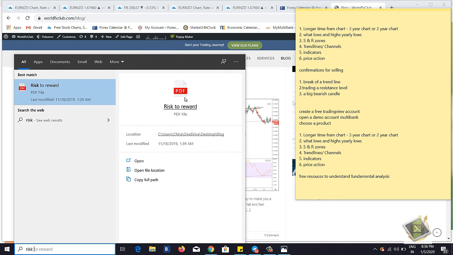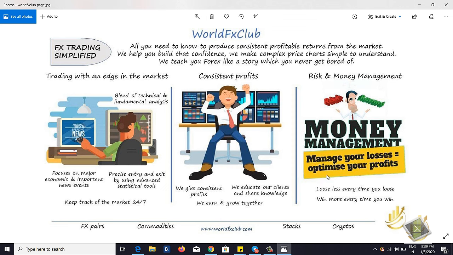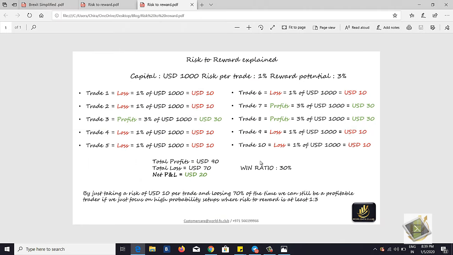This is a very important concept: risk and money management, and how we do it. Try to look at this slide and understand what it is. Let's suppose you did a first trade and you lost 10 bucks. You have a $1,000 capital and you want to risk 1% per trade, so that means you risk $10 per trade. If your loss exceeds $10, you are okay to take that loss and close the trade.